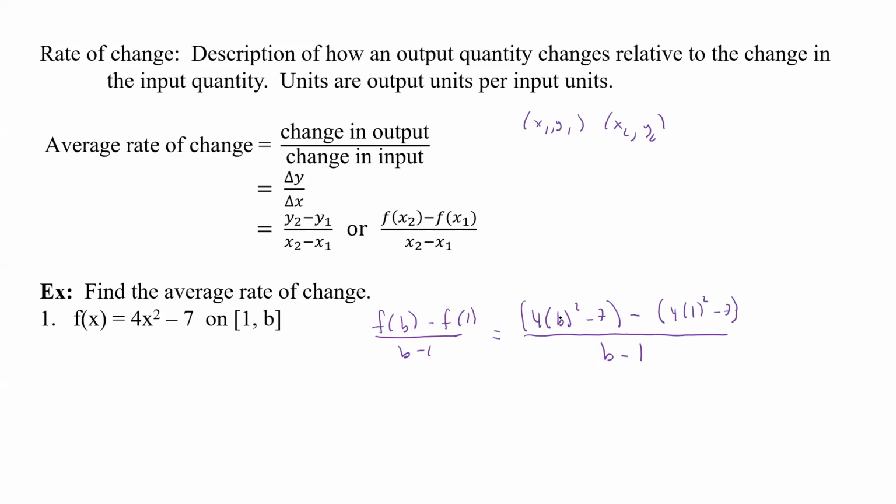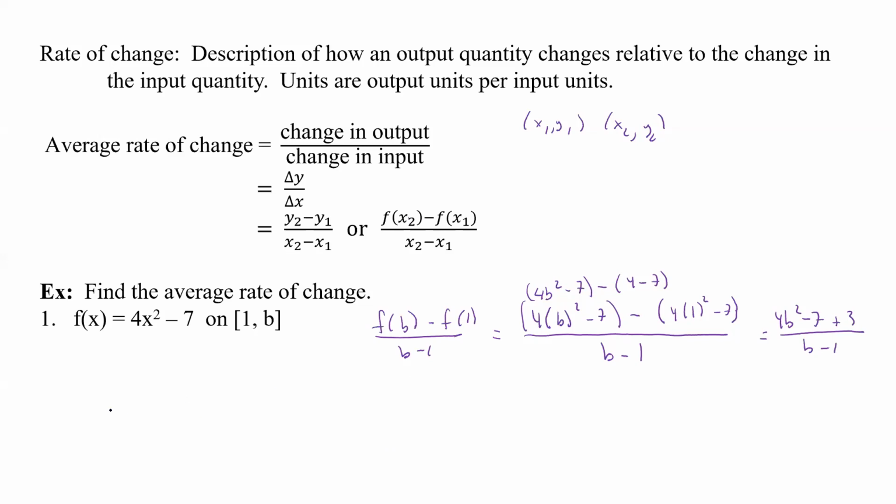So this is 4b squared minus 7. And then minus, and we're going to go ahead and keep parentheses, 4 times 1 squared, which is 1. So 4 times 1 is 4, minus 7. And what do we have here? 4 minus 7 is minus 3. We have 4b squared minus 7, minus a minus 3, which is going to be plus 3, all over b minus 1.